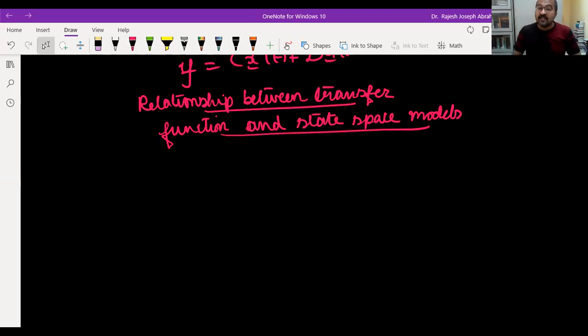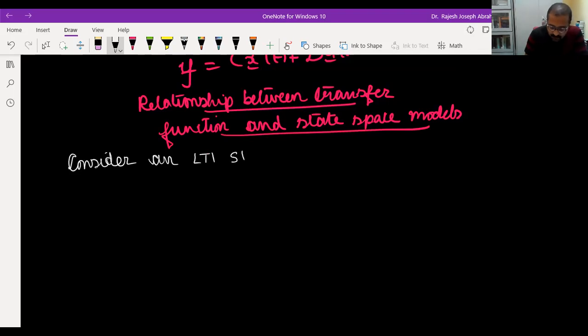So let us consider an LTI SISO system. What is LTI? Linear time invariant system. What is SISO? Single input, single output system, in state space form.